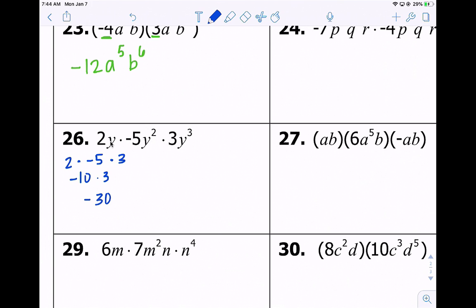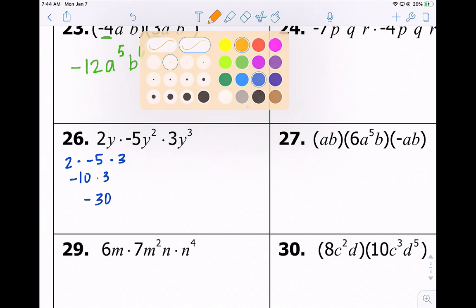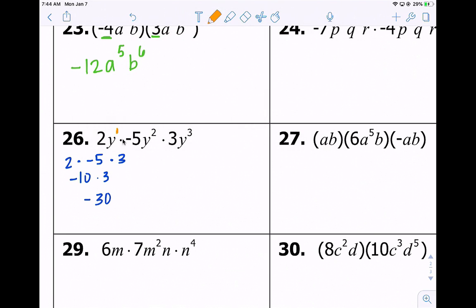Then we take our y's. All of them are y's, so those have the same base. So y to the 1, do that in a different color, y squared and y cubed. So we're just going to add these together. So 1 plus 2 plus 3. So 1 plus 2 is 3, 3 plus 3 is 6. So y to the 6. So -30 y to the 6th is our final answer for this problem.